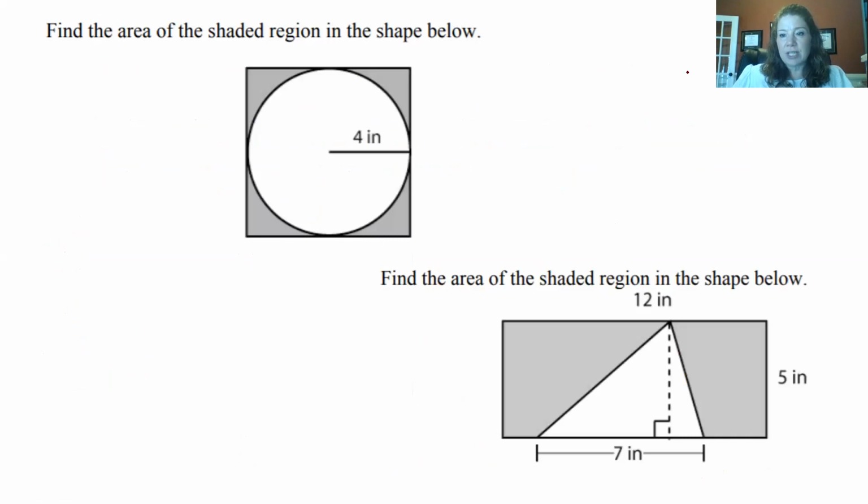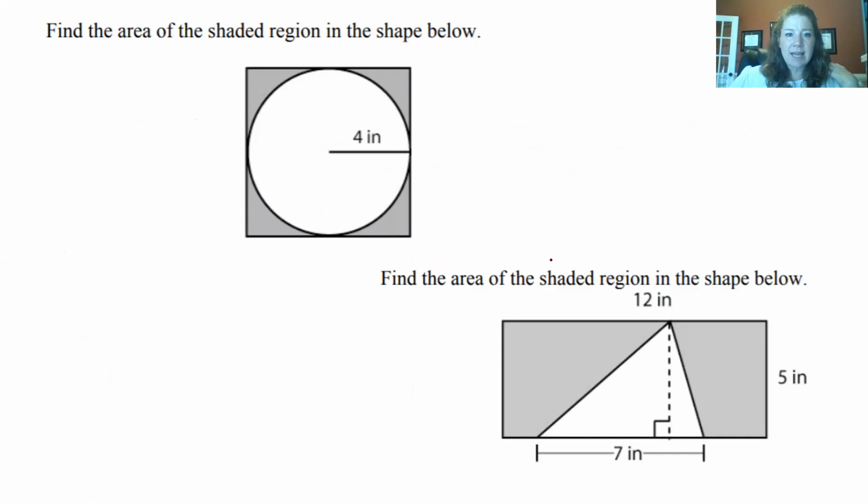Now these are good types of questions to be able to do. I know you have a couple of these on, I think I saw it on your homework or quizzes or both, I'm not sure. But you will have to be able to figure out how to find the area of just the shaded part.